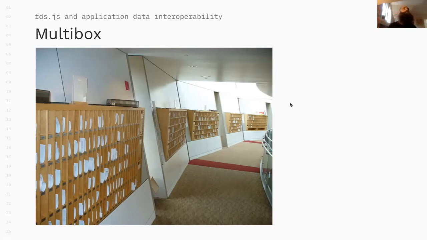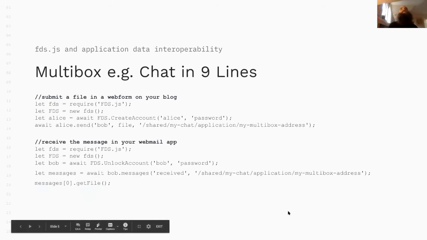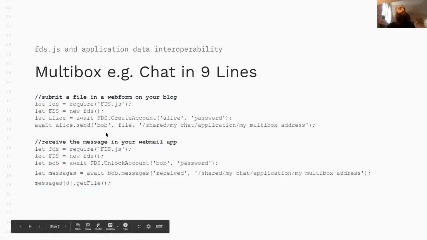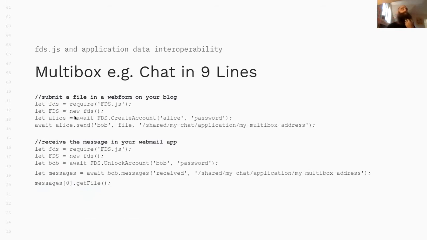And that's kind of what the talk is about. So for the more technical coders, since we're in a hackathon, this is what a simple chat application, or actually it's sending a file from a web form in this case, looks like in 9 lines. So you just instantiate FDS. I left this in just to show that it literally is this easy.